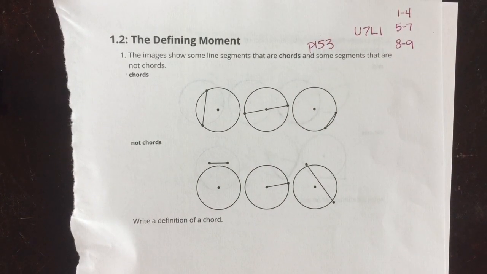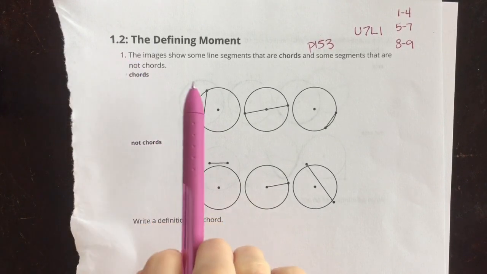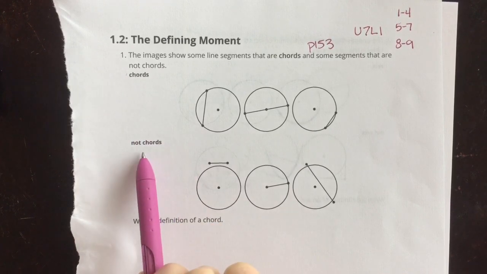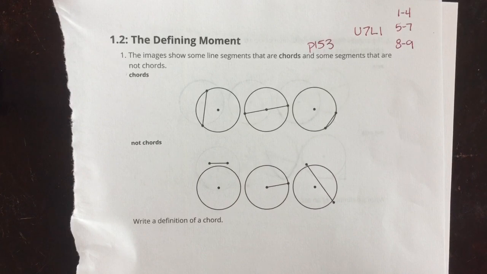So let's begin with our lesson 1, learning some vocabulary for a circle. In this first activity, 1.2, we're looking at some examples of what are chords and not chords. I'll give you a moment to look at the 3 examples of a chord and 3 examples of what are not chords. Feel free to pause this video at any time.